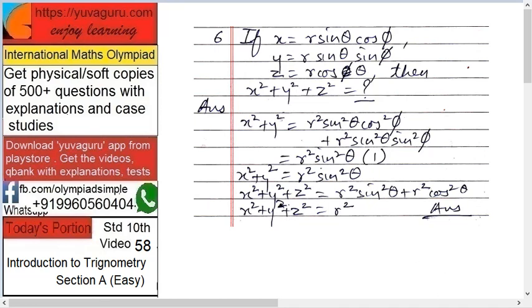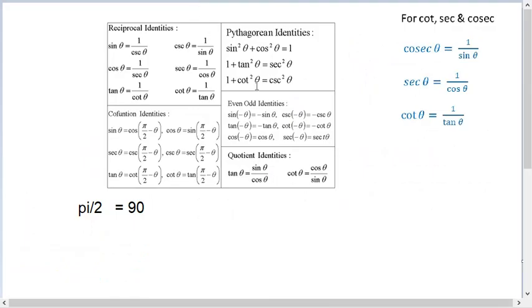See here, these formulas have come from this slide. See this slide. Sin square theta plus cos square theta equals 1. 1 plus tan square theta equals sec square theta. 1 plus cot square theta equals cosec square theta. You can remember this formula.